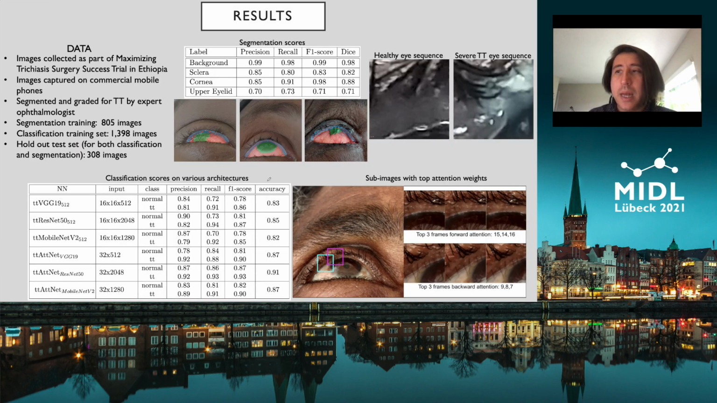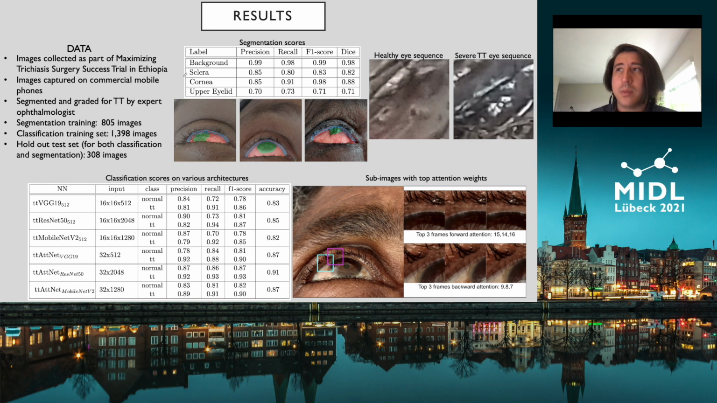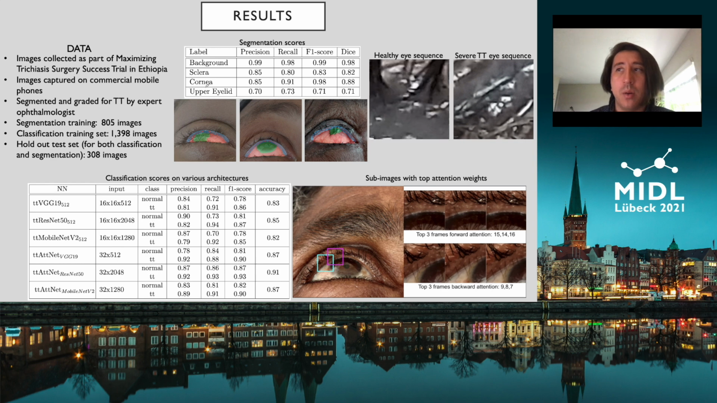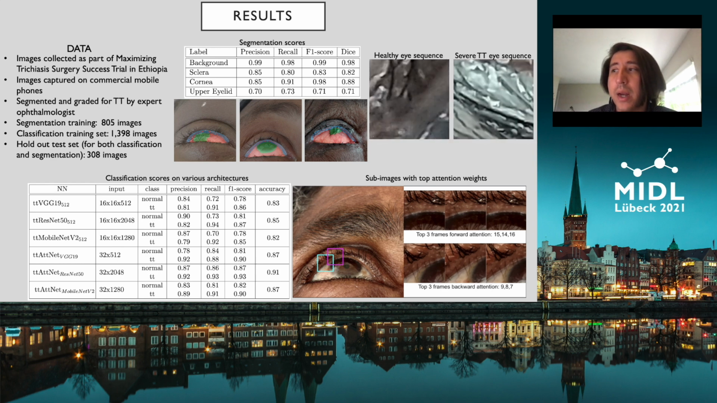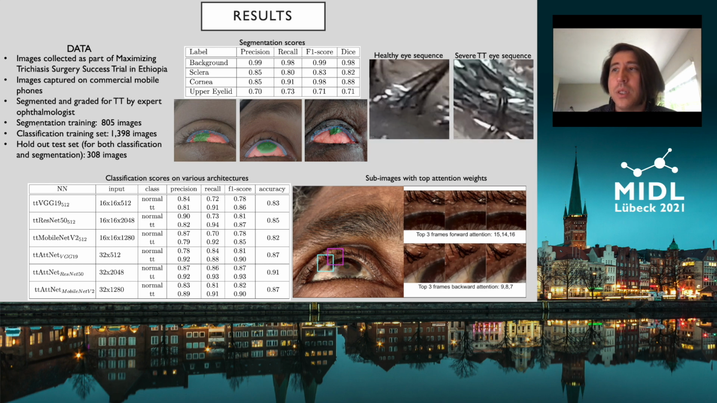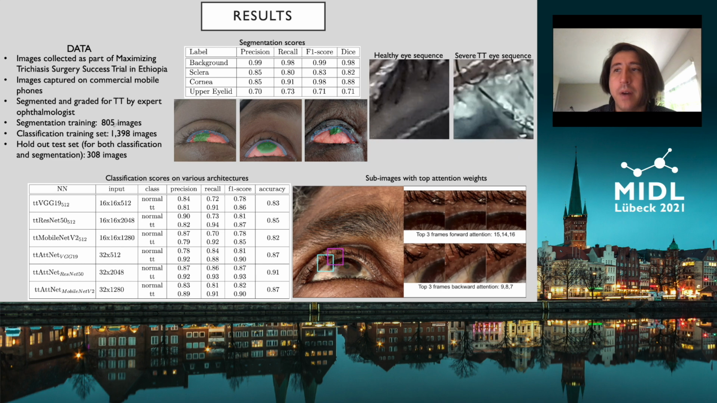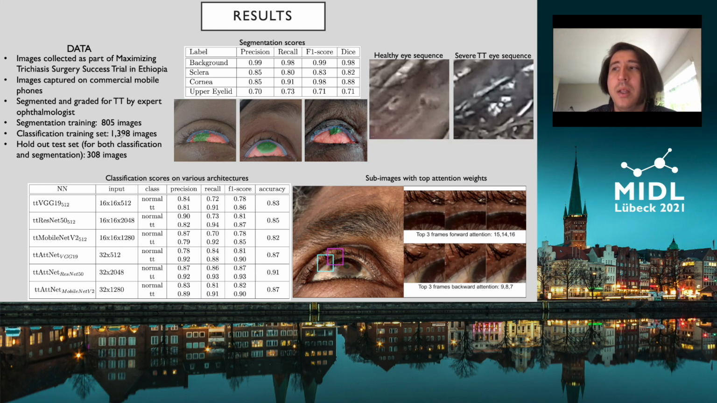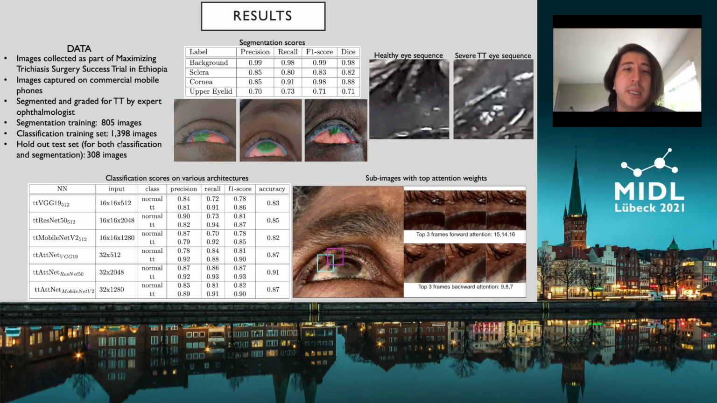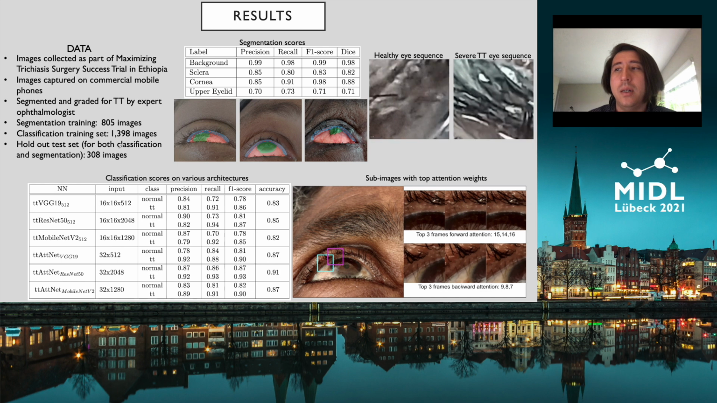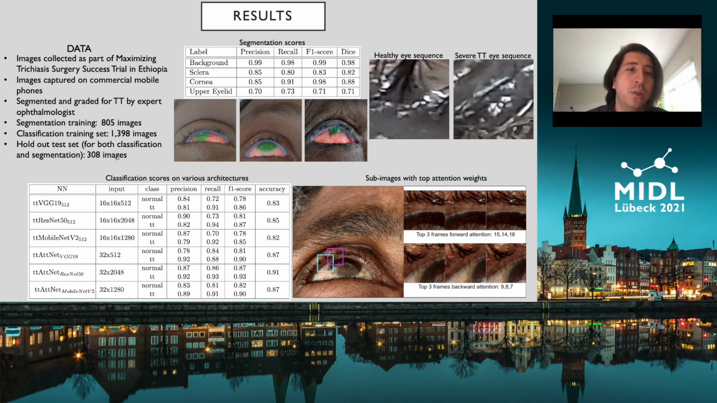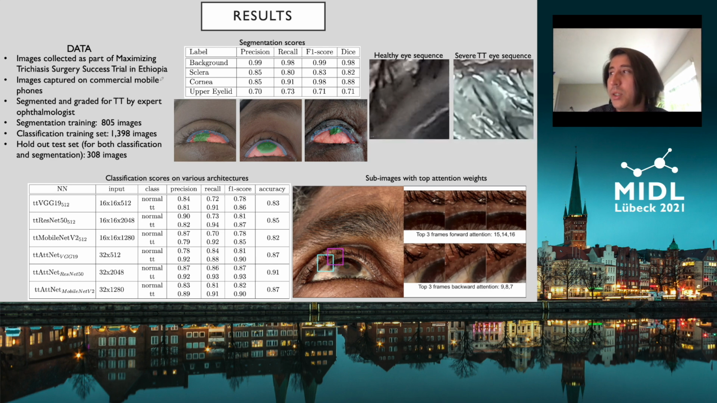The data in this study was collected as part of the Maximizing Trachoma Surgery Success Trial in Ethiopia, and the images are captured by commercial phones. We have an expert grader that has manually labeled our regions. For the segmentation, we train using 805 images, and for the classification, we use 1,398 images. And we have a holdout test set that is not seen by any of the two networks of 308 images. That's the number of images that we will use to test both of our approaches.